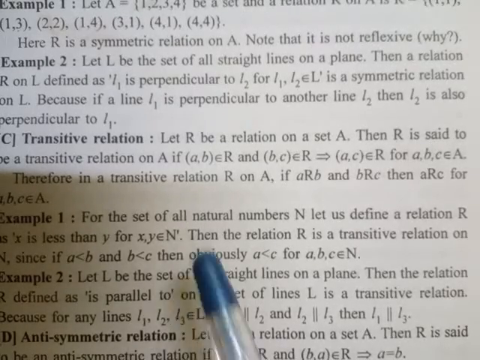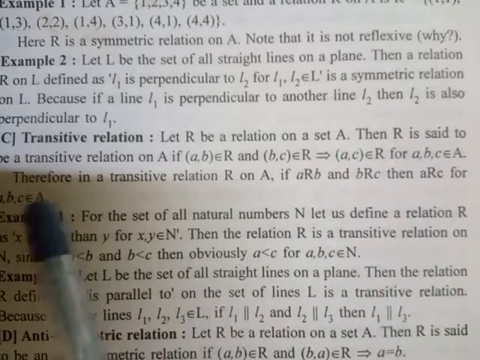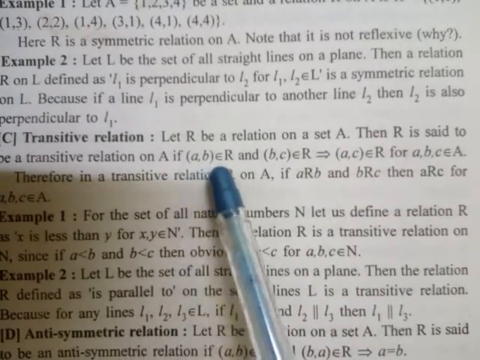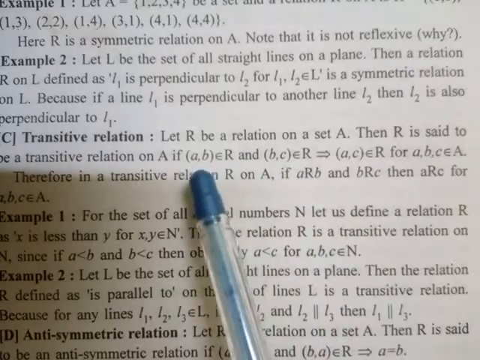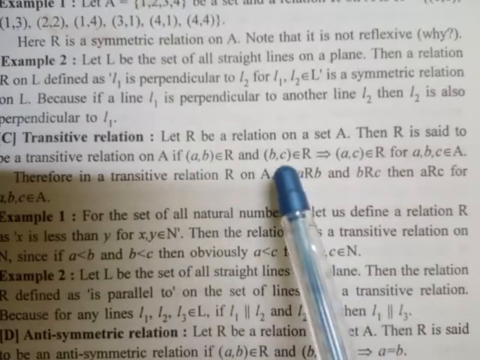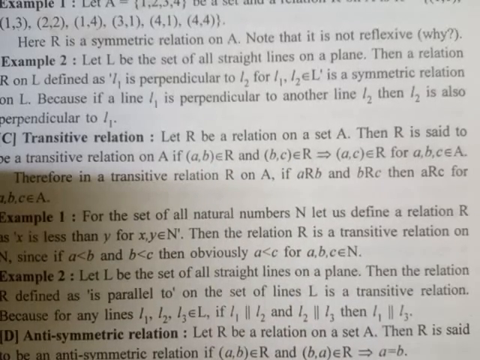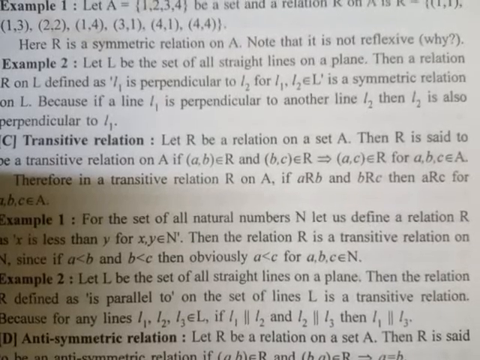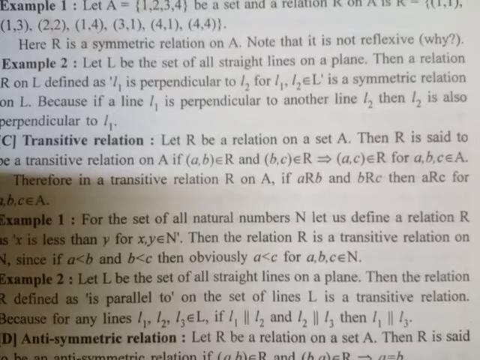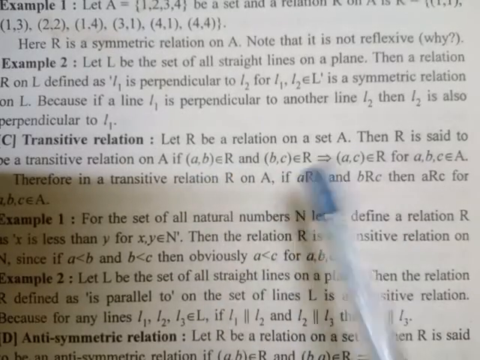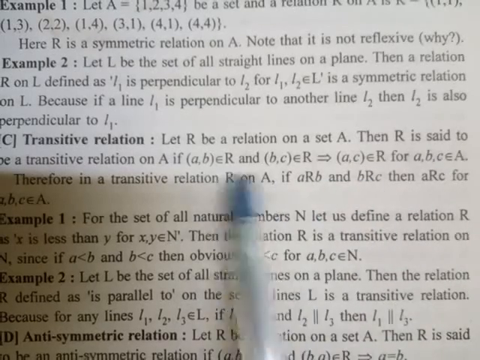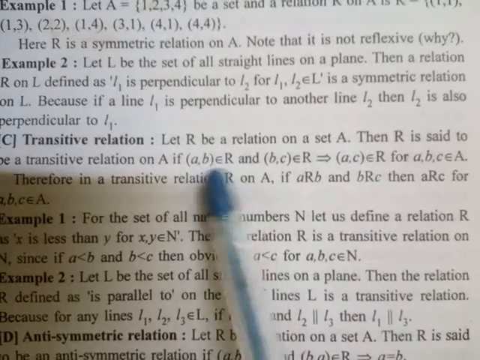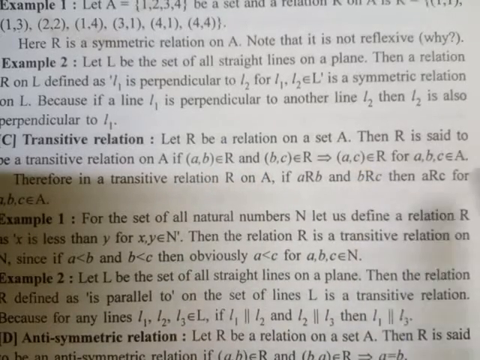transitive relation. Now look, let R be a relation on set A. Then R is said to be a transitive relation on A if (a, b) belongs to R and (b, c) belongs to R. Look, students, there are three elements. One more thing, students, you must remember that for a reflexive relation (a, a) belongs to R, for a symmetric relation (a, b) belongs to R and (b, a) belongs to R, and for a transitive relation (a, b) belongs to R and (b, c) belongs to R. So if it is like that, the b's cancel, then (a, c) belongs to R, for a, b, c belongs to A, meaning a, b, c are elements of set A.